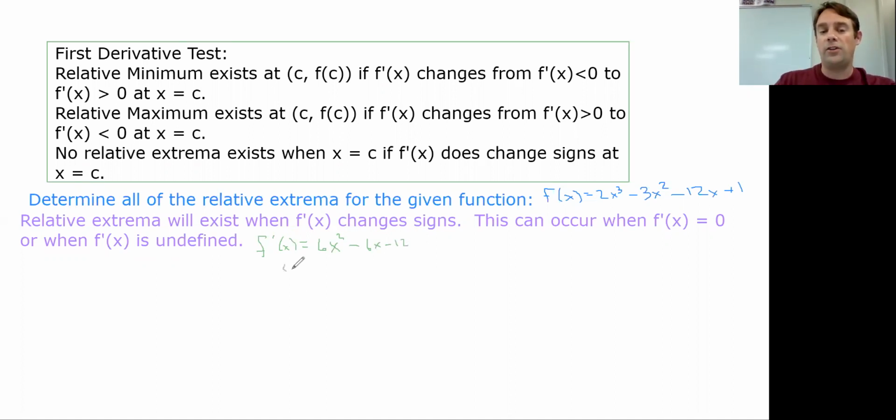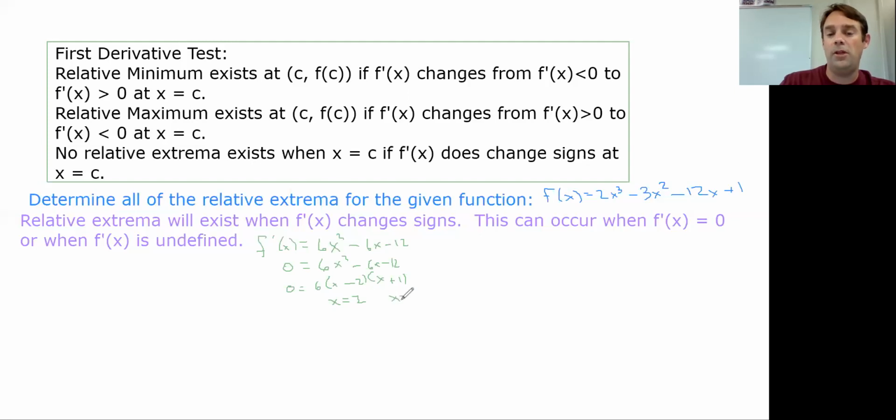Now I've taken the derivative. Now I can set it equal to 0. I've got to figure out where those critical numbers are, so that way I can determine if I have any relative extrema. So I factor. That's going to end up being 6 times (x minus 2)(x plus 1). So that means I have a critical number at 2 and a critical number at -1.